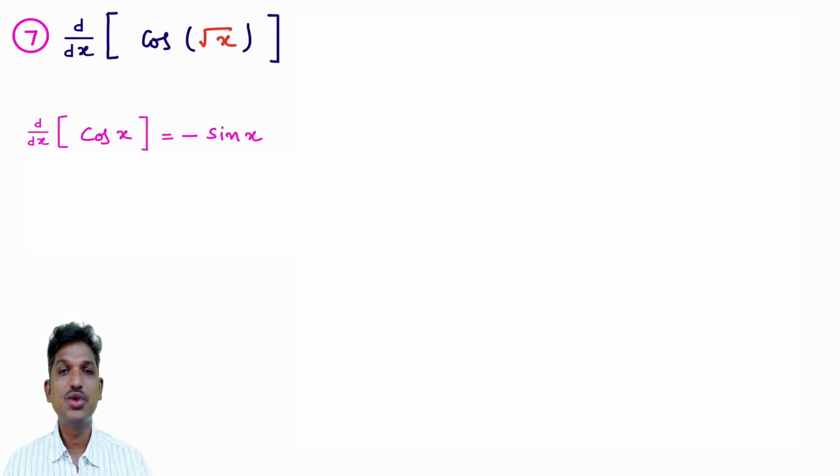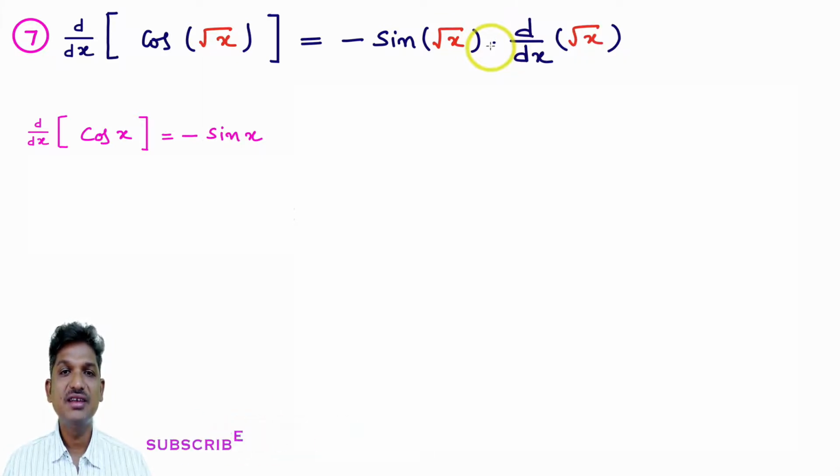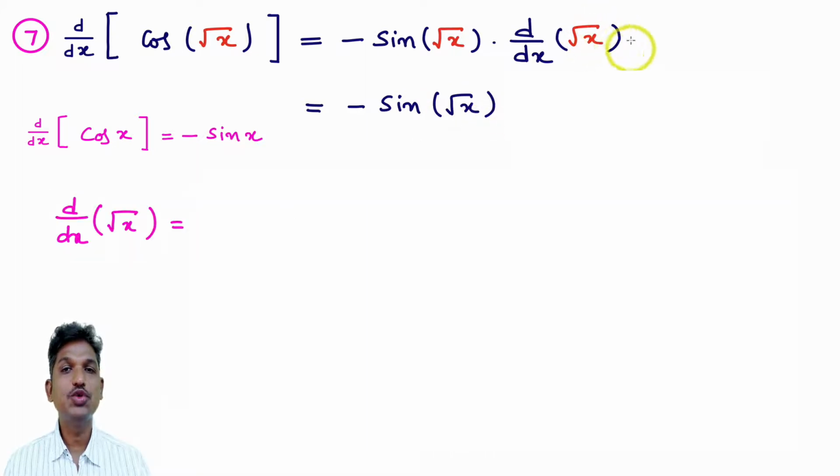Derivative of cos x is what? Minus sin x. Minus sin. You don't write x. You just write root x, into which one you imagined as x, you need to differentiate it. D by dx of root x. I hope you are understanding. So if I simplify this further, minus sin root x into derivative of root x.